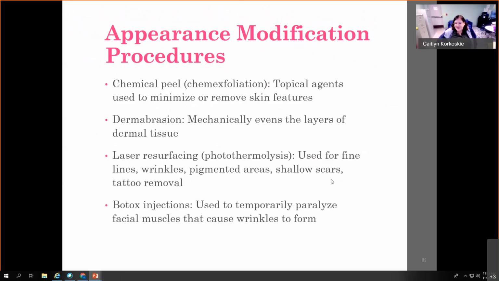Some other types of procedures that they might do is a chemical peel, which uses a type of chemical agent to remove a small, very superficial layer of the skin. Microdermabrasion, which basically evens the layers of the dermal tissue. Sometimes they might do laser resurfacing, which is used for very fine lines, wrinkles, pigments, shallow scars, and tattoo removals, and then Botox injections, which will temporarily paralyze facial muscles that cause wrinkles to form. Botox is also used to treat migraines, but that's a whole different thing.